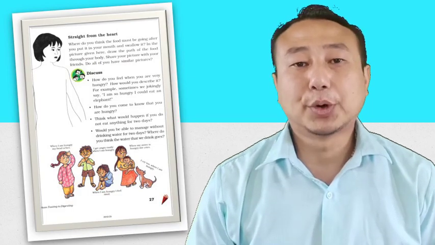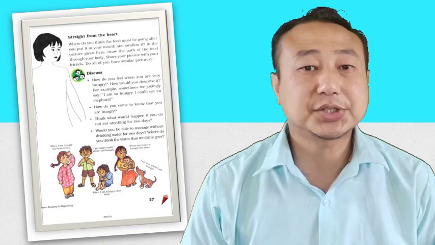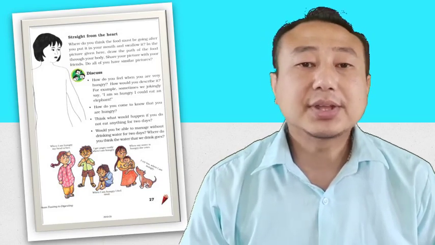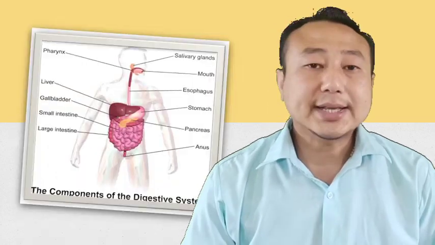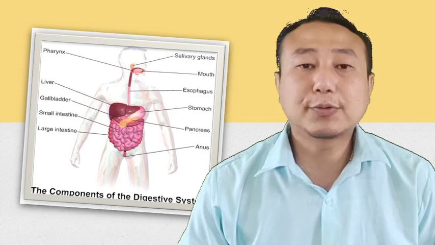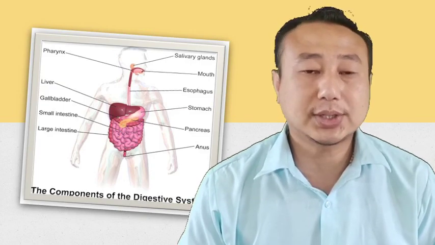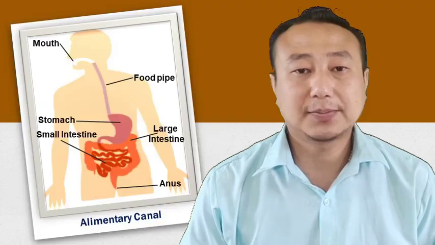So inside our body, there is an organ system that helps in the digestion of the food materials. This organ system is known as the digestive system. Inside this digestive system, there is a long canal through which the food passes for the process of digestion. This long canal is known as the alimentary canal.